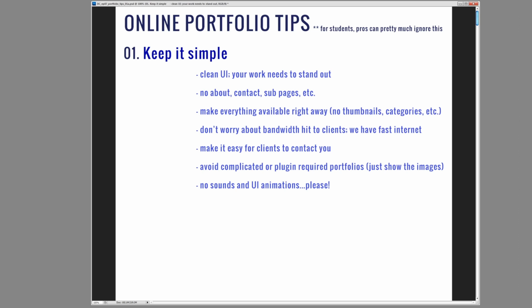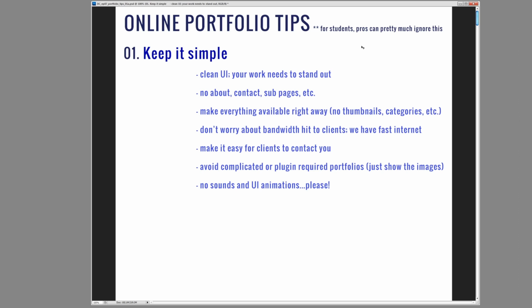Next, avoid complicated or plugin-required portfolios. This is getting pretty rare now because, ever since I think Apple came on the market, the clean look is pretty standard. But sometimes you do run into a portfolio which requires the download of special plugins, or is using Flash, which doesn't load anything on an iPad, for example. And it just makes it very annoying. No client is going to download special software to review your work. It's just too much of a hassle. So instead, just load JPEGs or some image format that's easy for us to see.